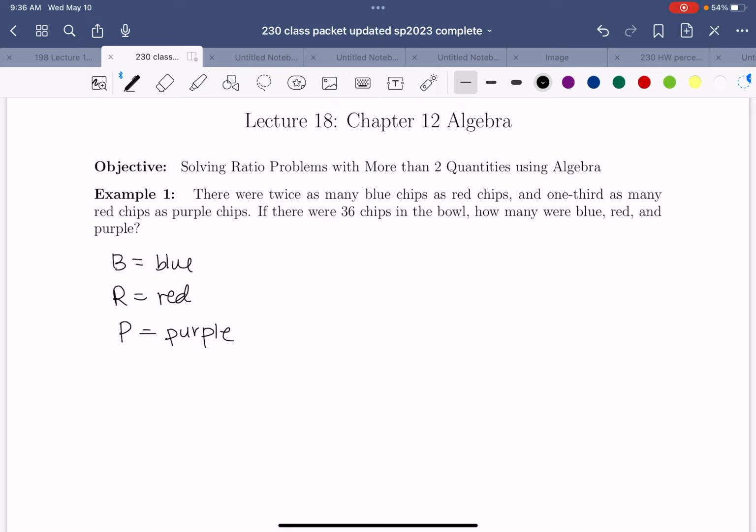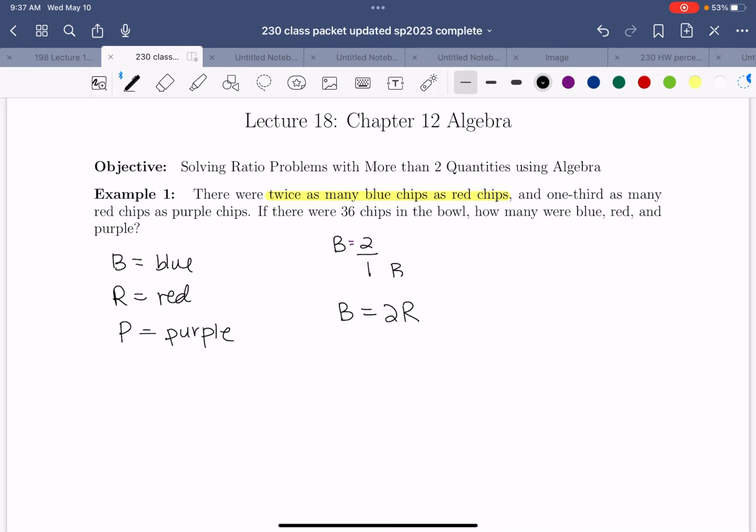Then I'm going to go to the ratios. Twice as many blue chips as red. We would always write this 2 to 1, and this is blue to red, only I'm going to write the top one on the left and the bottom one on the right. So blue to red. And then I essentially just put an equal sign after the first letter, because blue is twice as many as red. So blue equals 2 red, and that becomes my first equation.